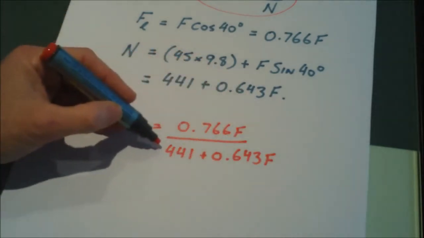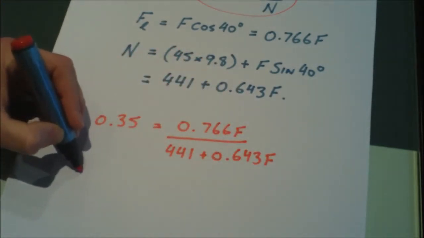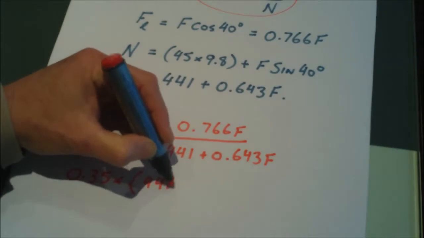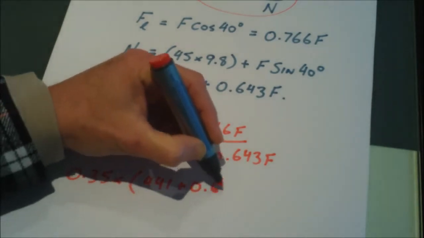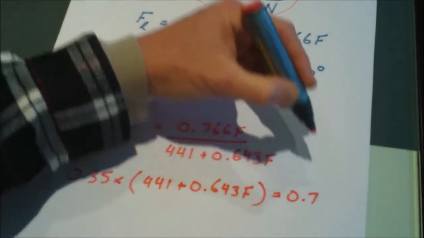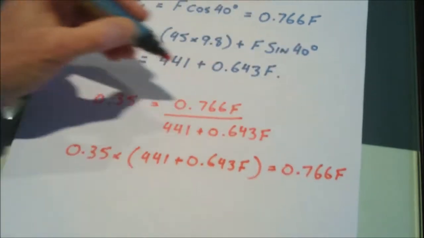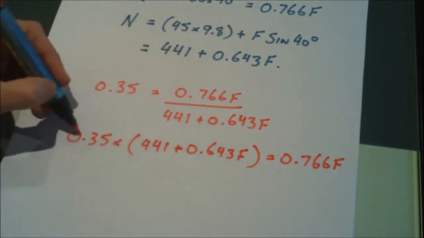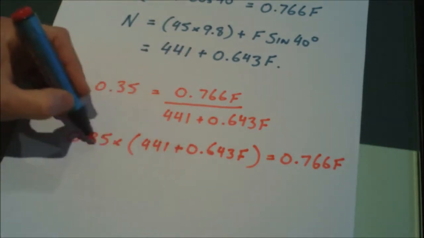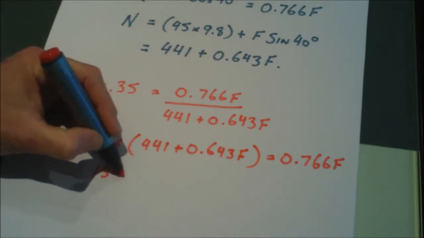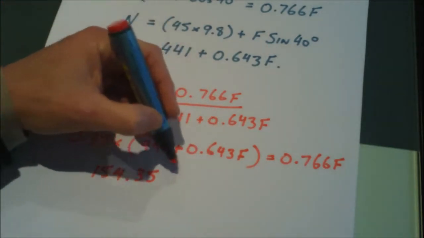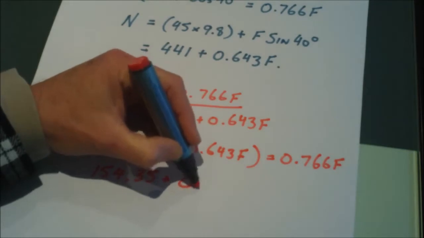So we'll take the bottom half first and multiply that across. So 0.35 times all of that from the base underneath of it, 441 plus 0.643 F. All right, that's then going to equal our 0.766 F. You've got that so far. Now by multiplying out, 0.35 of 441, we finish up with, I think that's 154.35, I'm just looking over at my notes, because I'm not doing this in my head, I'm not that good. And 0.35 of 0.643 is plus 0.22.